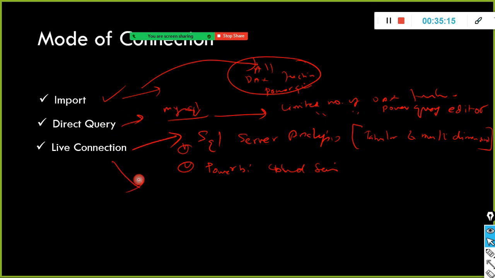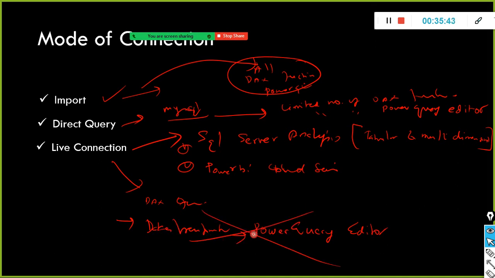When it comes to live connection, you can use the majority of DAX functions. Most of the DAX functions are available, but you cannot do any data transformation using Power Query Editor. In the data transformation, you cannot use Power Query. That feature is not available with live connection, but you can use DAX functions. But here also there are limitations. Compared to DirectQuery, you can use the majority of the DAX functions. But you cannot do any data transformation.